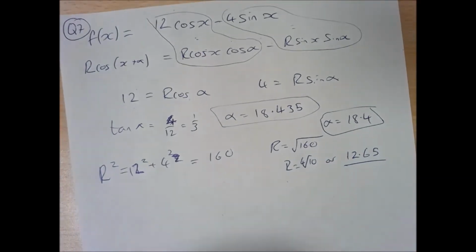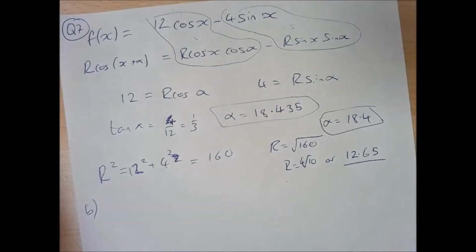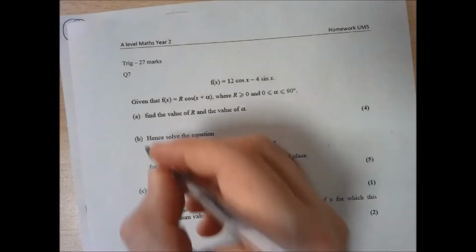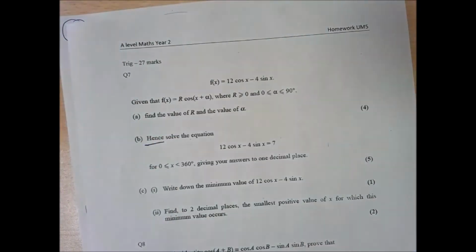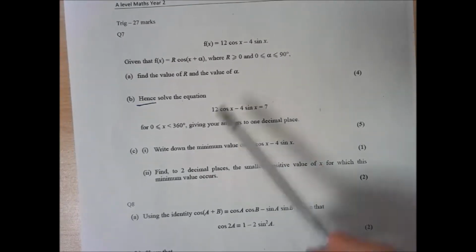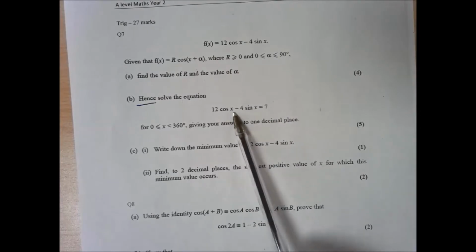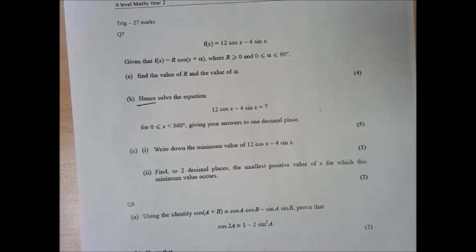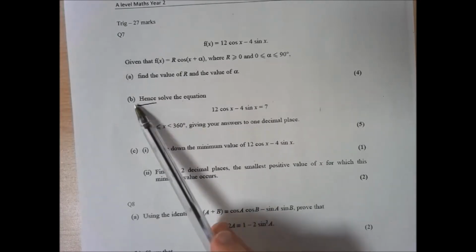For part B, we should notice the first word of part B is this word hence. This word hence means using the thing you've just done. It doesn't say hence or otherwise, it says hence, so we have to use the previous bit. If you try and solve this without using the previous bit, they can give you no marks because you've not followed the instruction. So hence means using the thing you've just done.